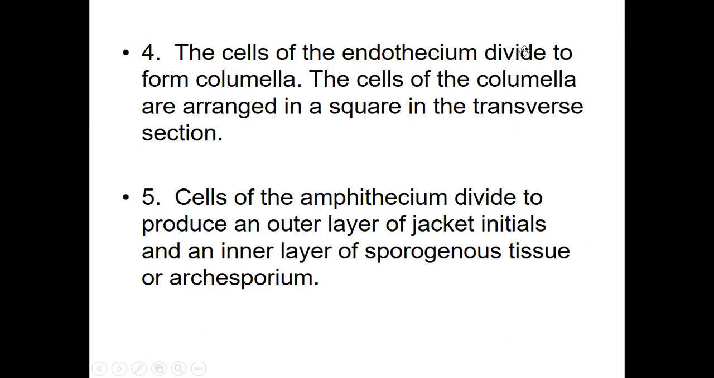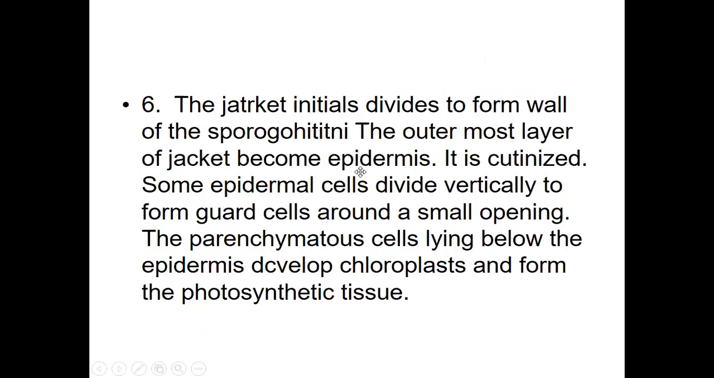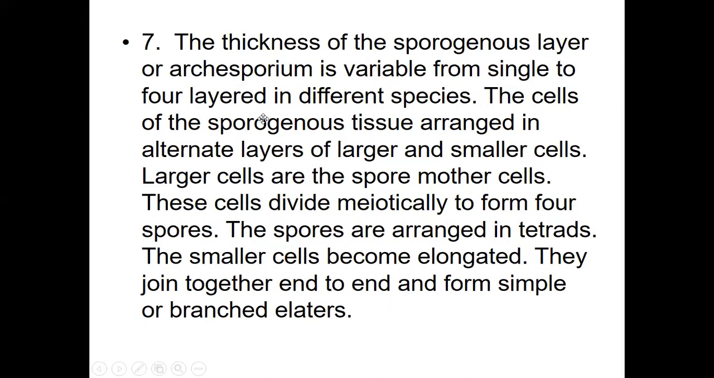So in this, the cells of the endothecium form the columella. The cells of the columella are arranged in the central part. On opposite sides of this, we can see the development of the sporogenous tissue, or we also call it the archesporium. Now the jacket initials divide to form the wall of the sporophyte. The outermost layer becomes the jacket or epidermis, and it is cutinized and consists of parenchymatous tissue with chloroplasts. And the thickness of the sporogenous layer or archesporium differs from one layer to four layered.